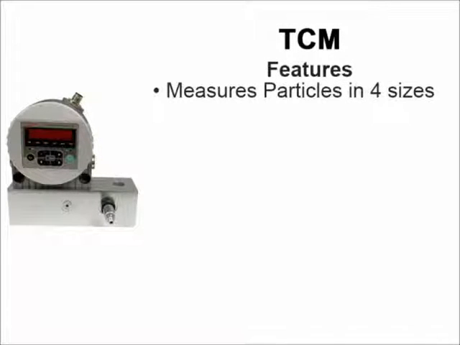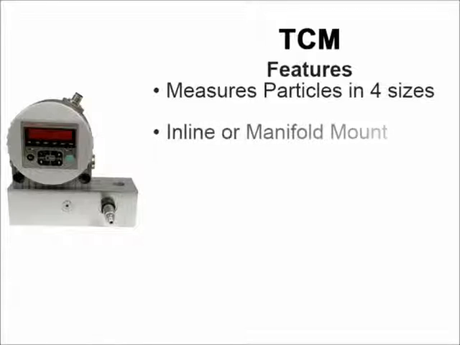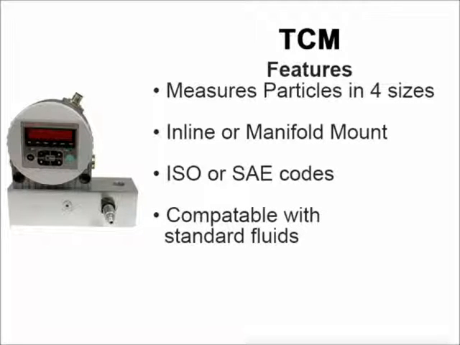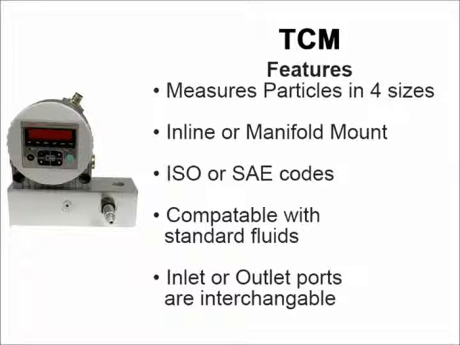The TCM measures particles in four sizes: 4, 6, 14, and 21 microns. The unit can also be used inline or manifold mounted if need be. It also measures ISO and SAE codes, and it gives you a 4 to 20 milliamp analog signal. It's compatible with standard mineral oils and phosphate esters. The inlet and outlet ports are interchangeable.